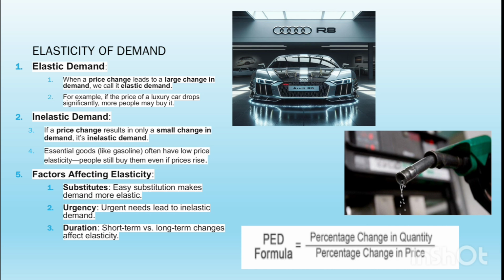So let's see what the factors affecting elasticity are. The first is substitution, which means if you can easily substitute a good in the market, it will make the demand more elastic. Then we have urgency, and urgent needs lead to inelastic demand. Then we have the duration, which is short term or long term changes.